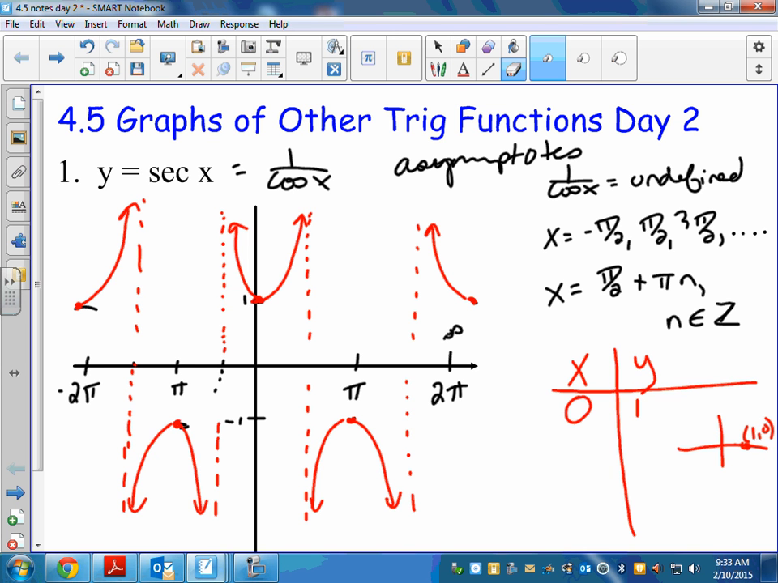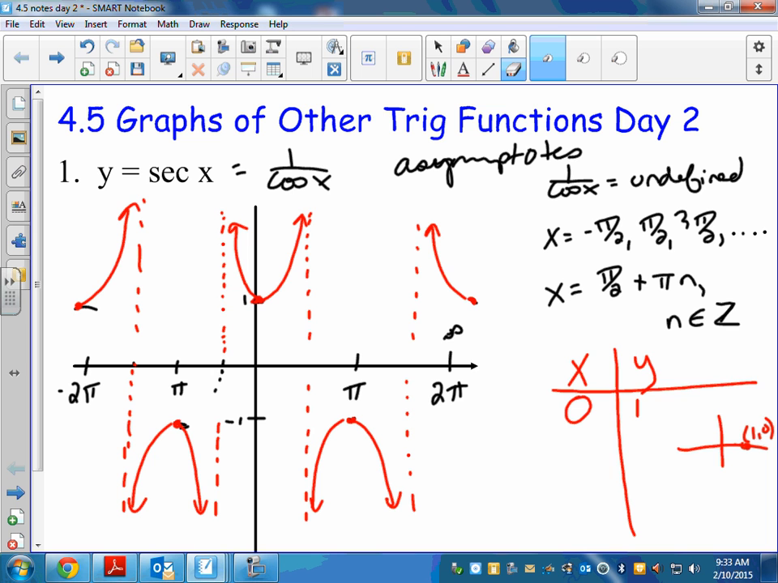One period is when you get back to where you started, which means you need 2 sets of asymptotes, right? Like we have this to this, and then we need to get back up here to get one full period. So I think we still say the period is 2 pi, just like sine and cosine. Tangent and cotangent are our only functions that have a different period, which is pi over b.